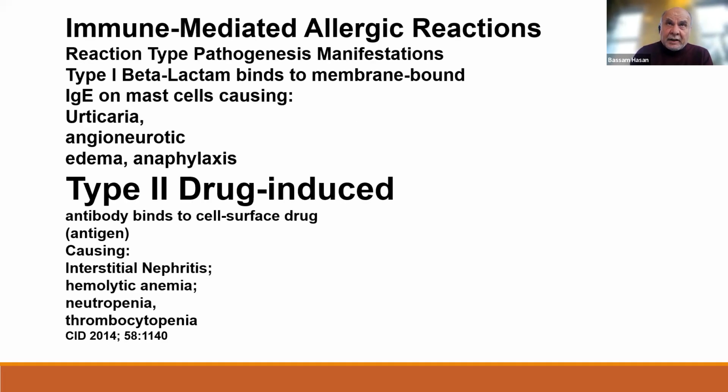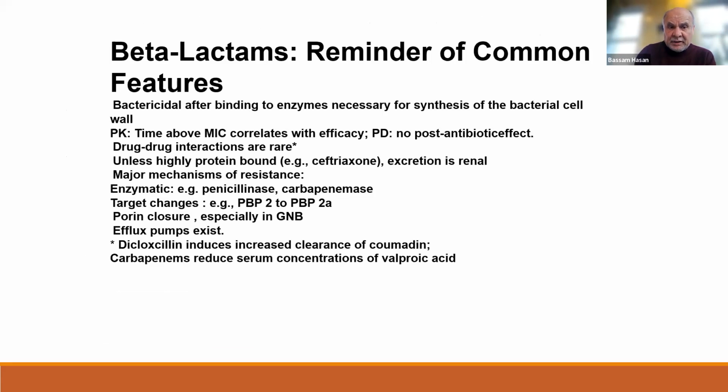When it comes to beta-lactams, they are the least likely to have drug-drug interactions, except one, which is dicloxacillin, the oral semi-synthetic penicillin. Apparently it increases the clearance of coumadin. The carbapenems reduce serum concentration of valproic acid. If somebody is on these medications, we have to be cautious. But in general, among antimicrobials, they are the least likely to have drug-drug interactions.